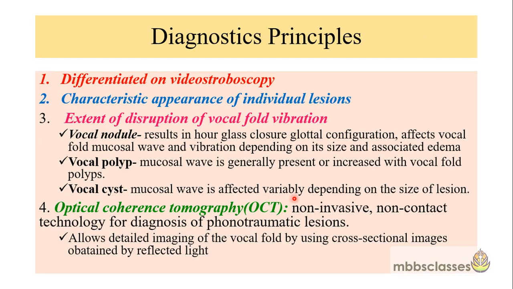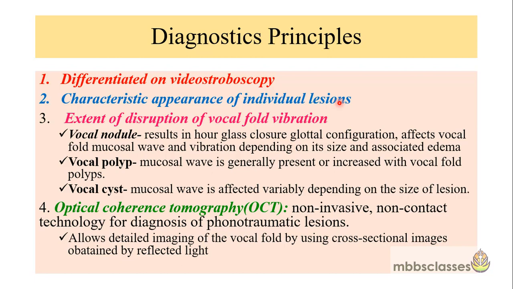So how to diagnose? These phonotraumatic lesions are best diagnosed on history and physical examination. The differentiation can be made on video stroboscopy. They are also differentiated on the characteristic appearance of the individual lesions. We have seen that vocal nodules are whitish to grayish, firm lesions, bilateral and symmetrical. The polyps are unilateral and appear translucent to reddish in color, which may be sessile or pedunculated.